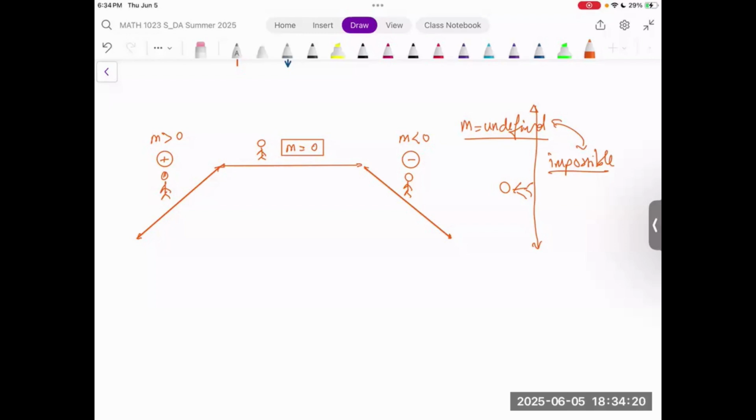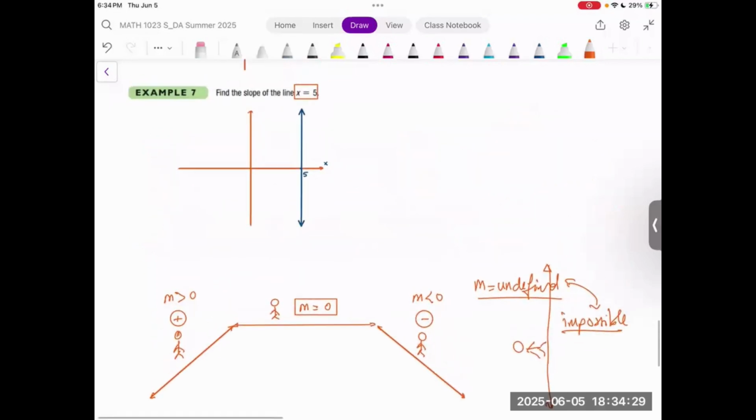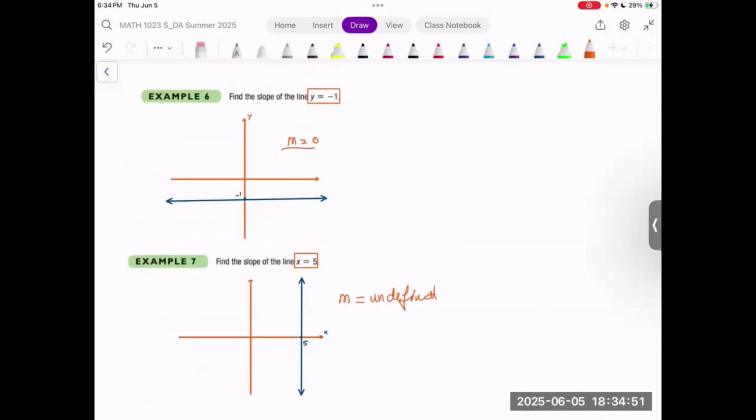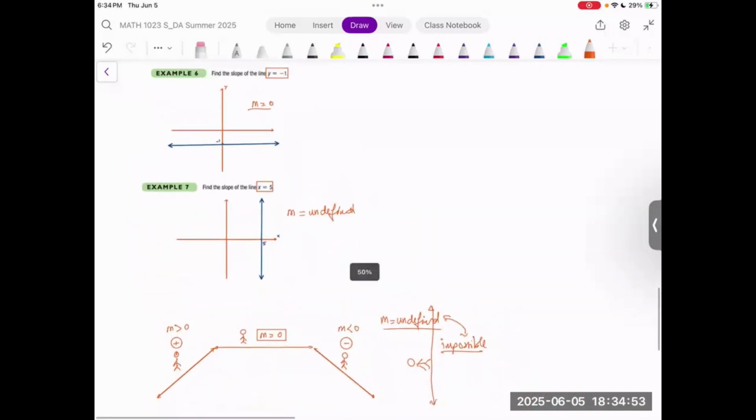Yes. So make a walking guy walking along that line. If it's impossible to walk along the line, that's going to be undefined. And this is the slope where it's undefined. Yep. A vertical line is always undefined. So by graphing it, it is actually easier to identify whether the slope is 0 or undefined. Okay.